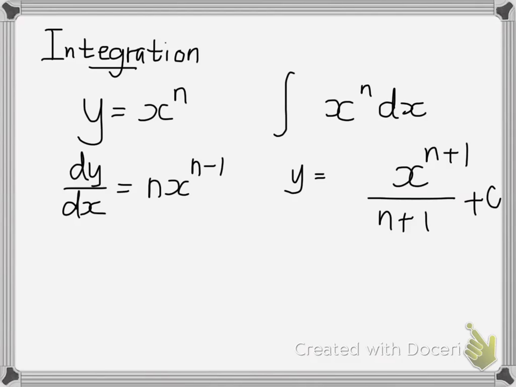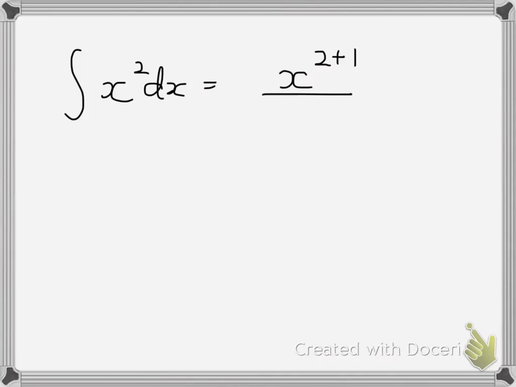Okay, just some example. So if you're going to integrate x squared dx, what do you have? First you write down the variable, which is x. And then what happened to the index? The index add 1. And then you divide by the result of that, which is 1/3 x cubed.